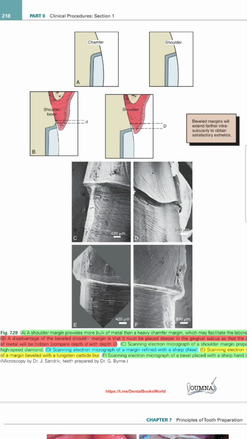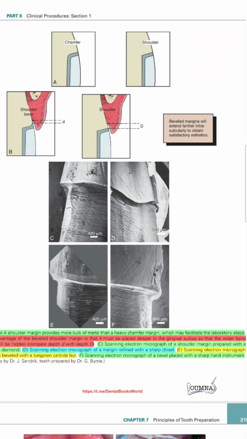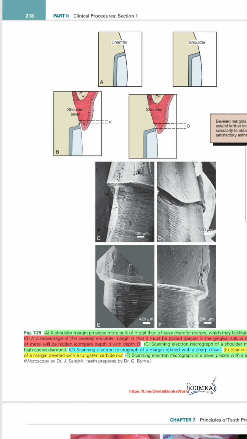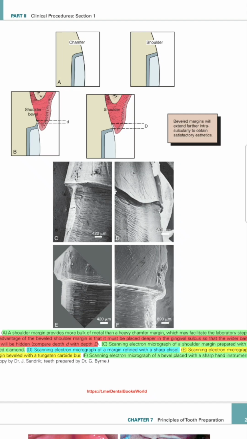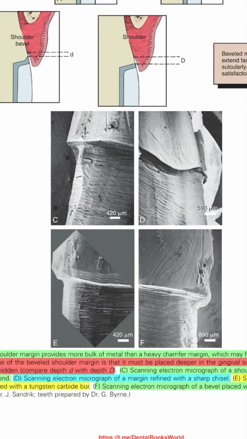The shoulder margin provides more bulk of metal than a heavy chamfer margin, which may facilitate the laboratory steps. This is the shoulder. But the disadvantage of a beveled shoulder is that it must be placed deeper in the gingival sulcus. This is under the microscope. This is the shoulder, and this is the beveled shoulder.